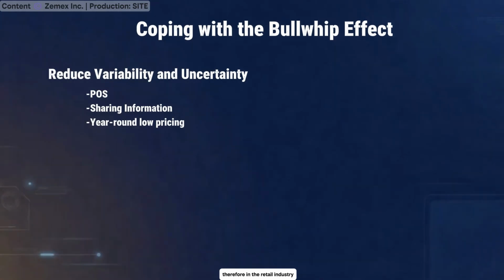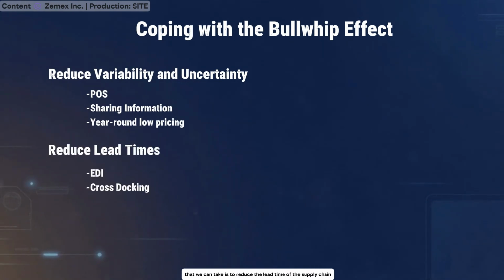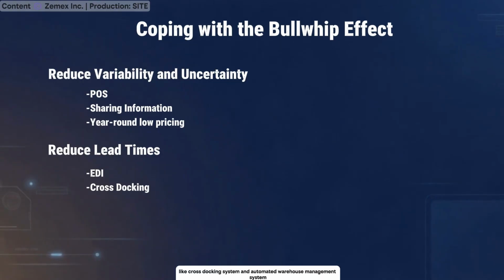Therefore, in the retail industry, they use the point of sales (POS) system. When you buy goods from a retail shop, they scan your product to check the price, but at the same time, your purchasing information is shared with upstream supply chain partners so that they can also have actual sales information at the retailer. In addition, to avoid any extra order because of price fluctuation, some companies keep a year-round low pricing policy, like Walmart in the USA. Another approach that we can take is to reduce the lead time of the supply chain using information technology like EDI and RFID, and also adopting advanced technology like cross-docking systems and automated warehouse management systems.